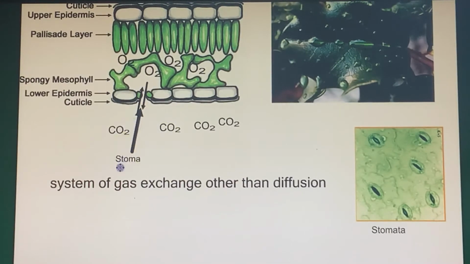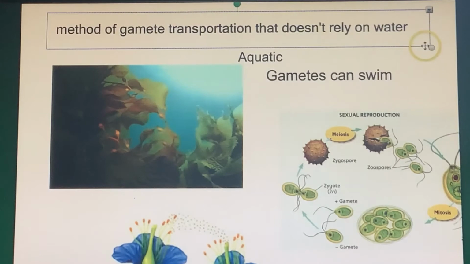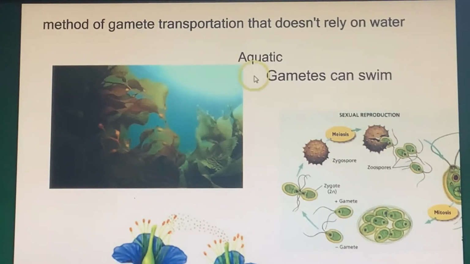So, we solved one problem, created another, solved that problem with stomata. We can get gases in and out of our leaf. The next problem we need to solve is how do we get our gametes to each other? We need a method of gamete transportation that doesn't rely on water.